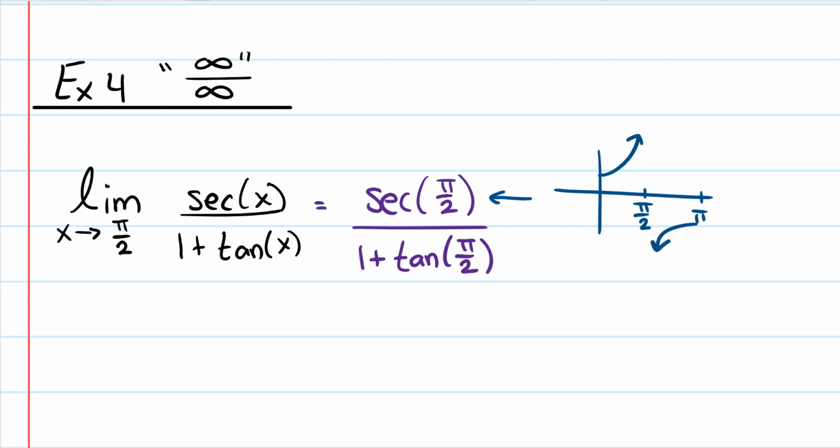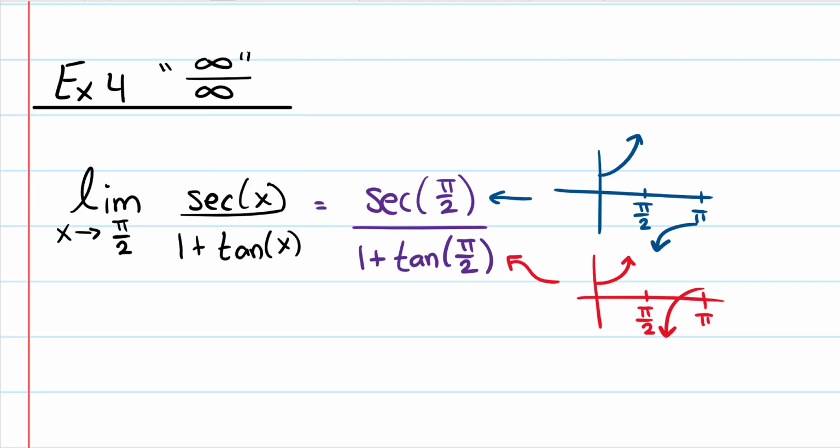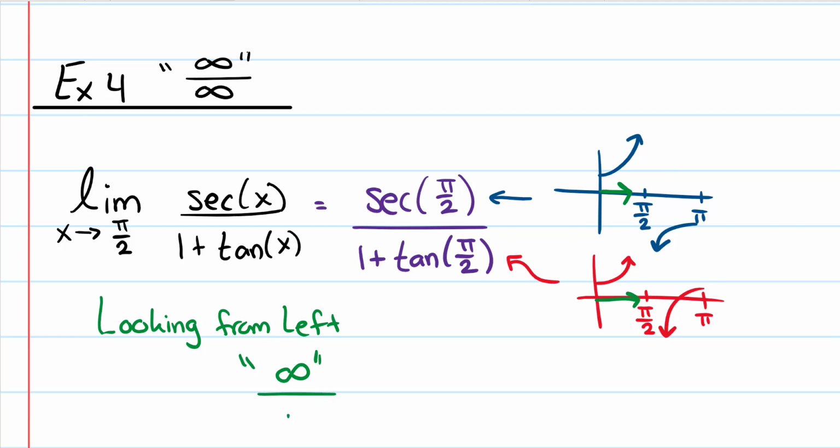And if we graph tangent at pi over 2, well, 1 plus tangent of pi over 2, it's going to look something like this. So if we look at this graph, as we approach it from the left, we're going to get the numerator, which is infinity, divided by 1 plus tangent of pi over 2, which is infinity. So this is infinity over infinity.